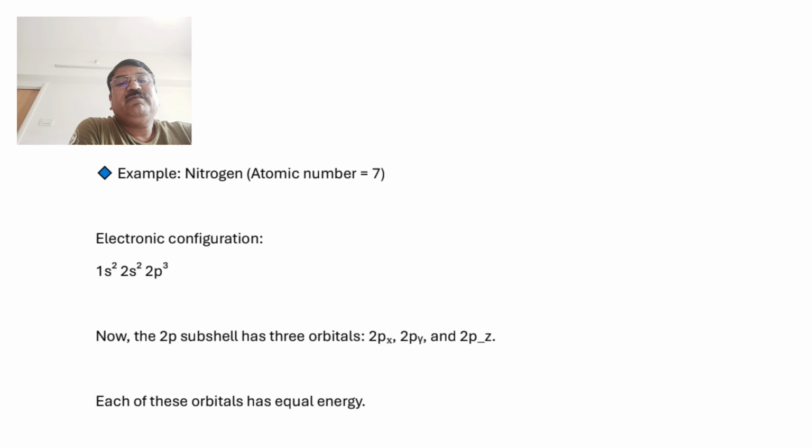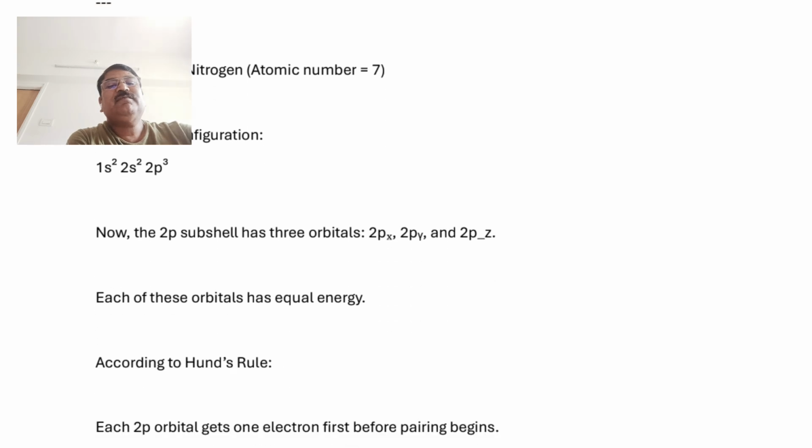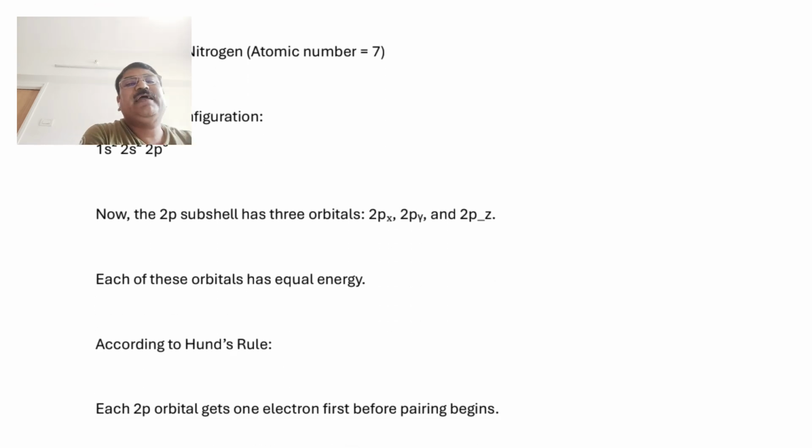Okay, in 1s2, 2s2, there are 2 electrons each. Now the 2p subshell has 3 orbitals, that is 2px, 2py, and 2pz. How many orbitals for p? 3. That is px, py, and pz. These are the 3. Now each of these orbitals has equal energy, px, py, and pz. The s orbital has lower energy, the p orbital has higher, but the p orbitals have equal energy among themselves.